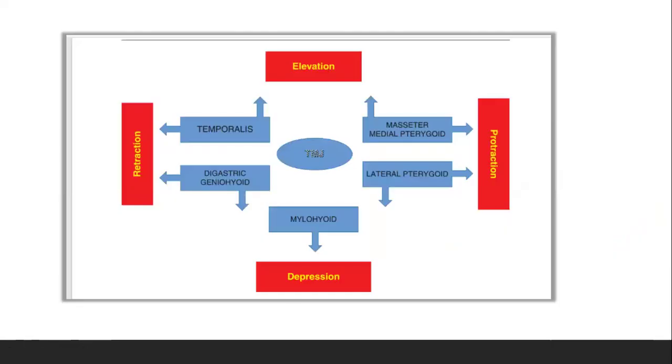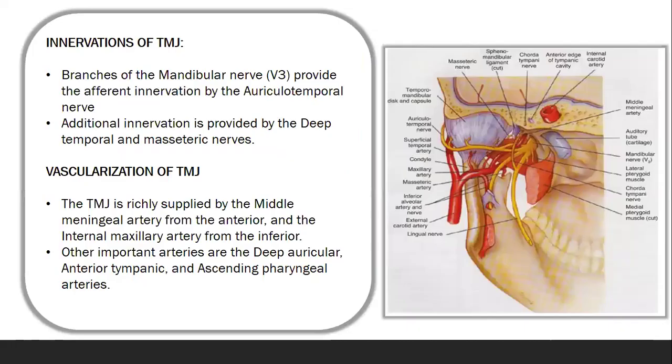So here is the diagrammatic representation of temporalis, masseter, and medial and lateral pterygoid. Masseter and medial pterygoid help in elevation. Temporalis, digastric, and geniohyoid help in retraction. Digastric, geniohyoid, mylohyoid, and lateral pterygoid help in depression, whereas lateral pterygoid, masseter, and medial pterygoid help in protraction.